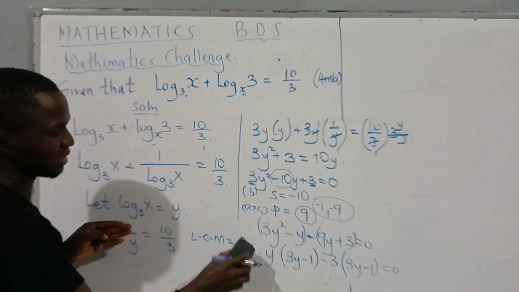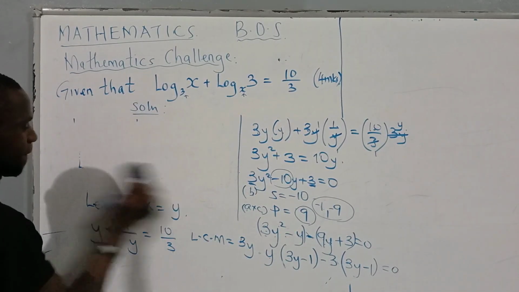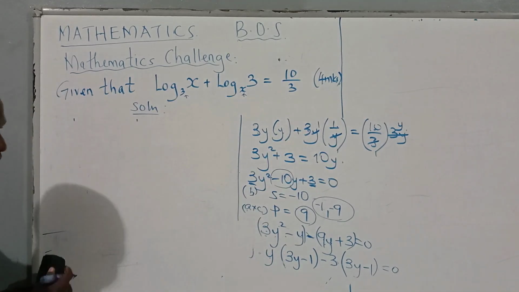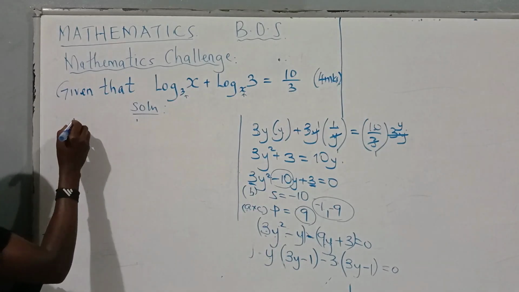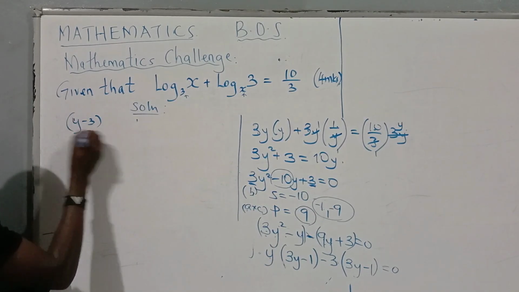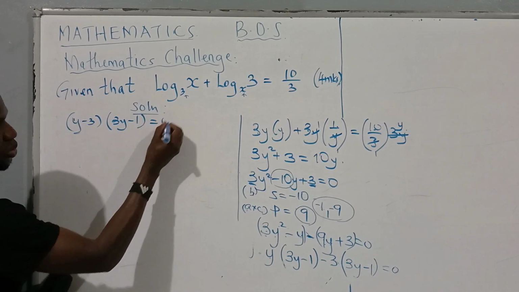So after that, allow me to wrap here now. After that, we are going to merge the two: y minus 3. Out of the two brackets, we just pick 1 is equals to 0.